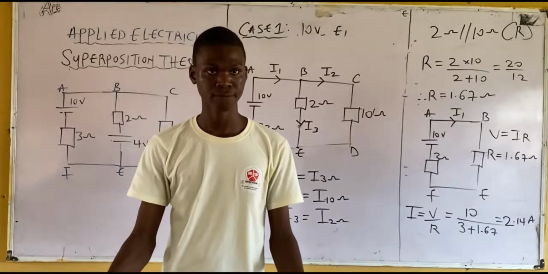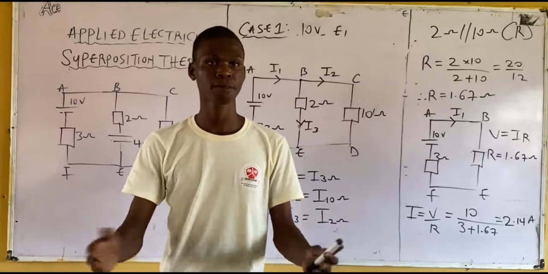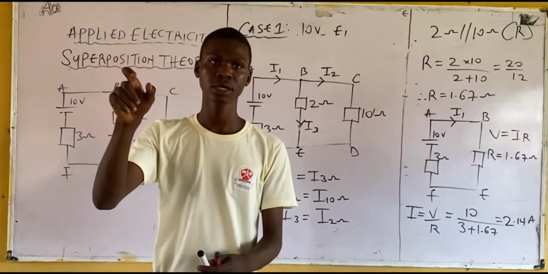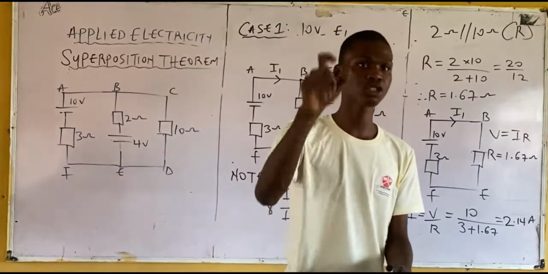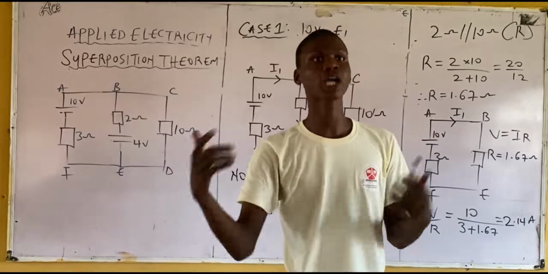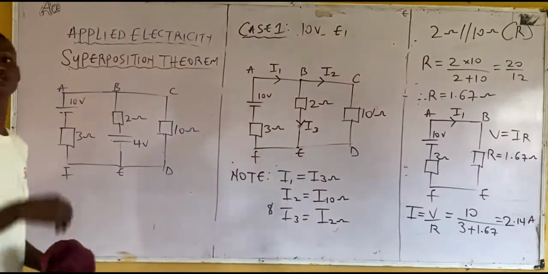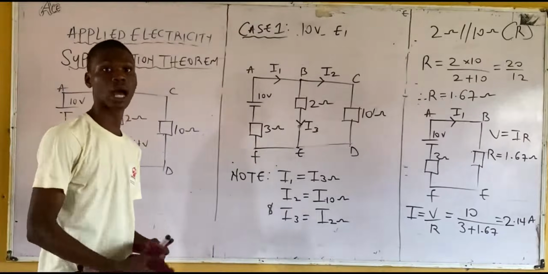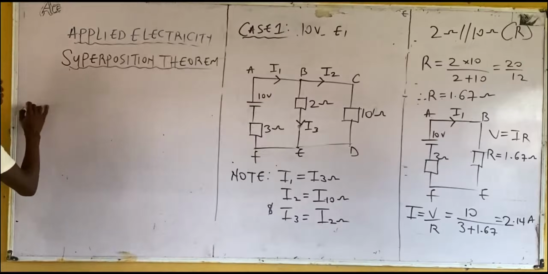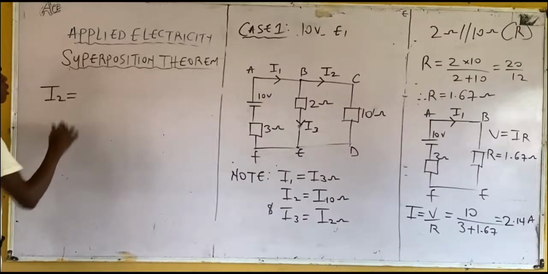Now for I2, we are going to use this law. We implement current division, and you know how it works. Let's use current division. The one you are not interested in should be your priority. Implementing the current division rule, then I2. What do you have for the value of I2?